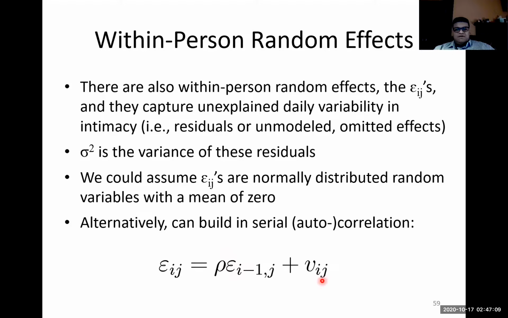And then nu sub ij here would be the within person random effect purged of autocorrelation, because the autocorrelation is being picked up by the rho term. And this is lag 1 autocorrelation. In theory, you can also have lag 2, lag 3, if you wish. But lag 1 is usually at least what should be included in these kinds of models based on intensive longitudinal data.